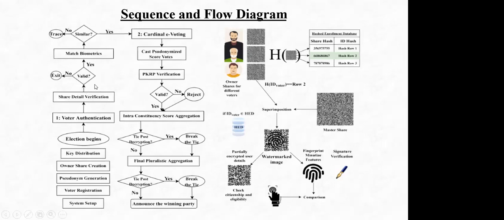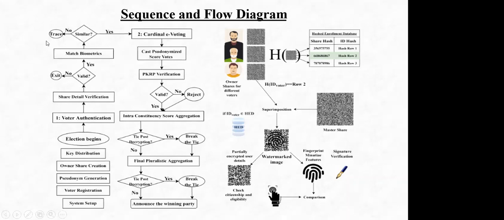So coming back to the flow diagram, share detail verification, if it's valid, then user will be actually progressing towards the match by biometric phase. If it's no, in this particular case, the voter will exit the system immediately. And if the biometrics are matched, voter will be actually allowed to progress towards the second phase, that's the Cardinal e-voting phase.